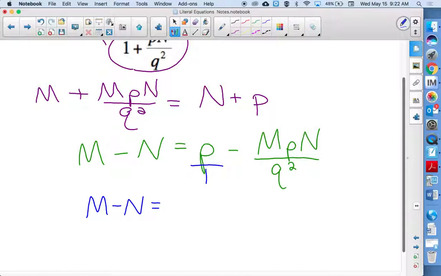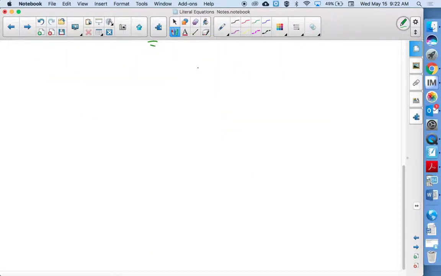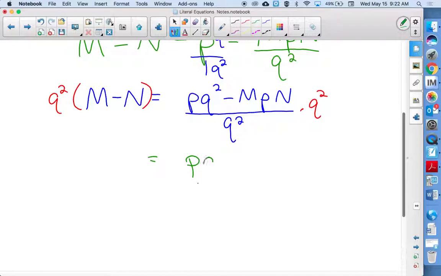So this is where I would get a common denominator, depending on where you are in the problem. So my common denominator would be q squared, so I need a q squared. Our goal is to get the p by itself. So this dividing by q squared, I could take to the other side by multiplying with q squared, so that the denominator is canceling. And I finally have pq squared minus mpn. And on the other side, you could pull the q squared through, or you could keep it separate.